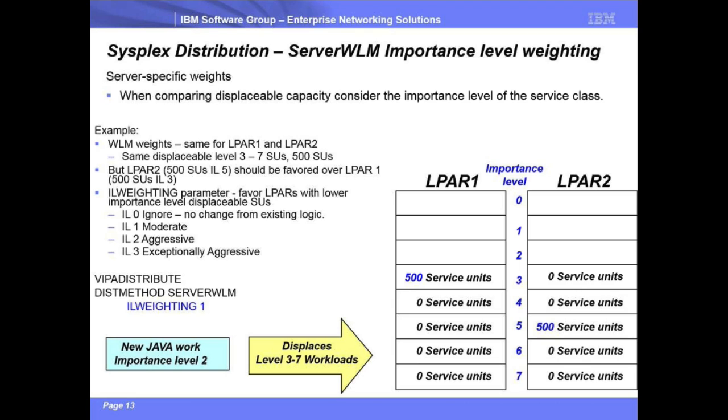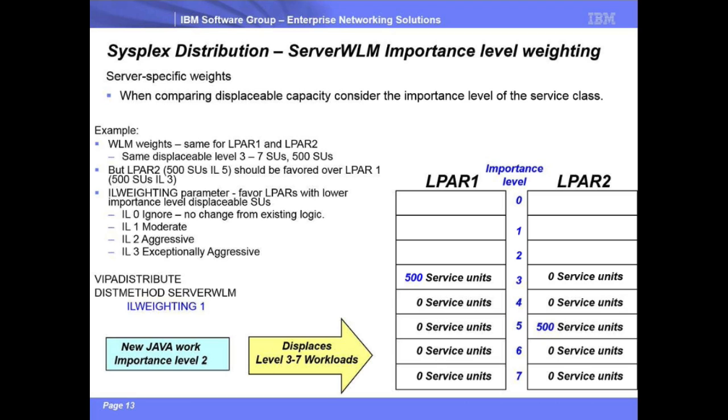So in this example, if I have a new Java workload and the importance level is level 2, then that work would displace lower importance workloads. If I'm looking at LPAR1 and LPAR2, from this perspective they both have equal amounts of displaceable service units. However, you'd really want to prefer LPAR2 because the work that would be displaced on LPAR2 is lower importance work than the work that would be displaced on LPAR1.